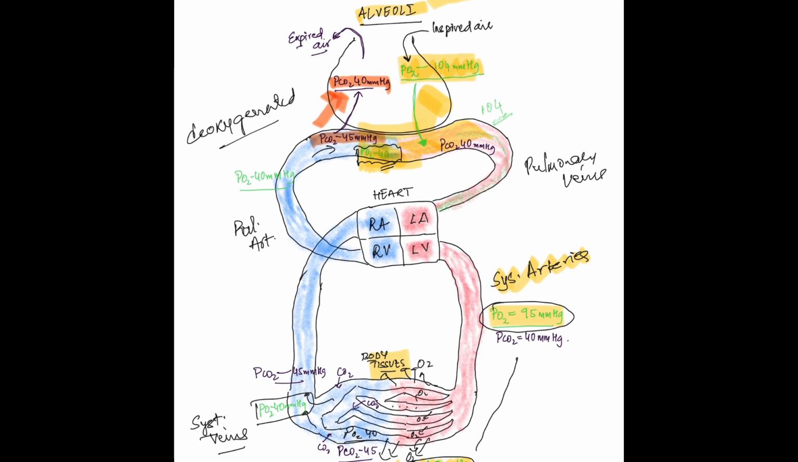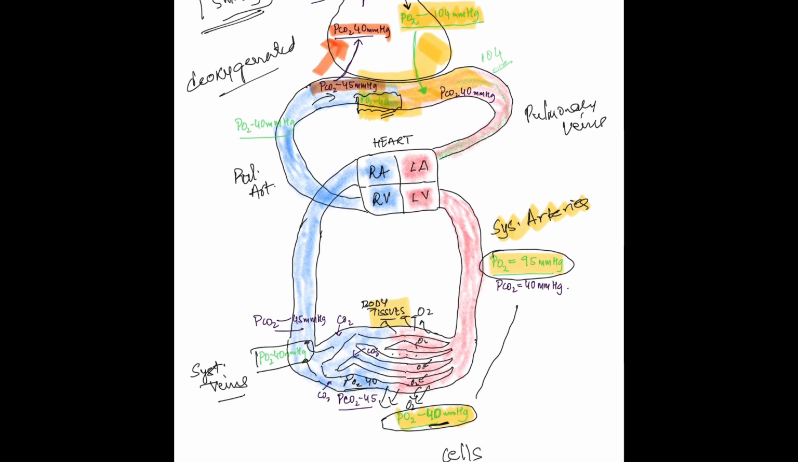As carbon dioxide is 20 to 25 times more soluble than oxygen, even a gradient of 5 millimeters of mercury is enough for carbon dioxide to diffuse adequately. So carbon dioxide keeps diffusing into the alveoli from the capillaries till PCO2 in the capillaries falls to 40 millimeters of mercury. This blood is then taken by pulmonary veins to the left side of the heart, and from the heart to the systemic arteries. Therefore, PCO2 in the systemic arteries is 40 millimeters of mercury.